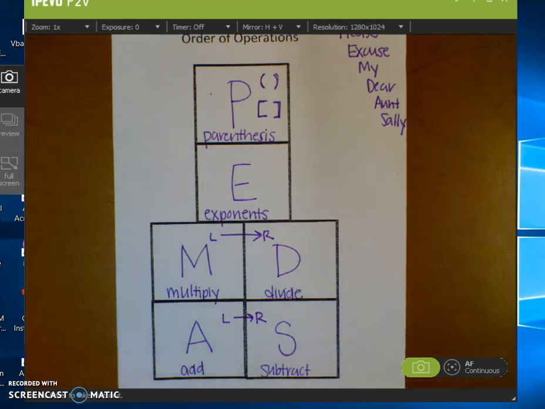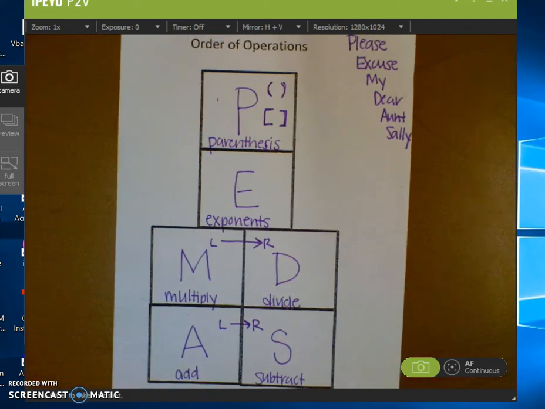In just a second, we're going to jump in and do some examples, and we'll be referring back to our little order of operations here to help ourselves remember our steps.